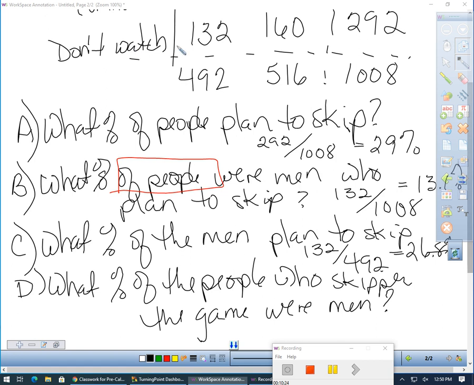292, yes. So all of the people are right here, right? But we've got to use this column. We're actually taking the 132 and dividing by 292. So this is 132 divided by 292, and that percent? 45.2%. Thank you. All right, so depending on how it's written, because every one of those is very close, what you're trying to find the percent of changes a little bit.